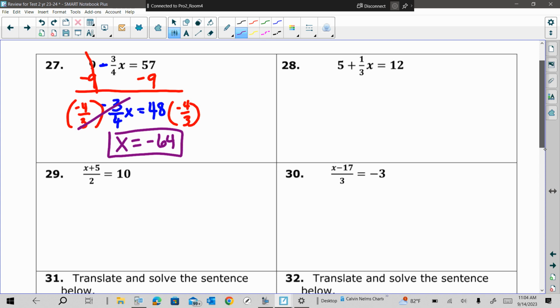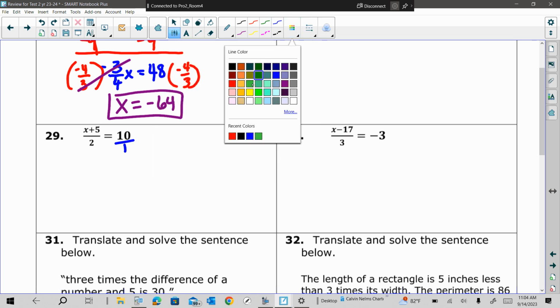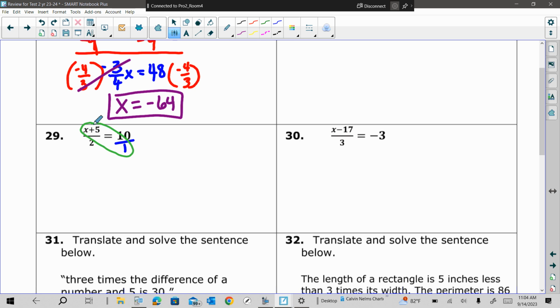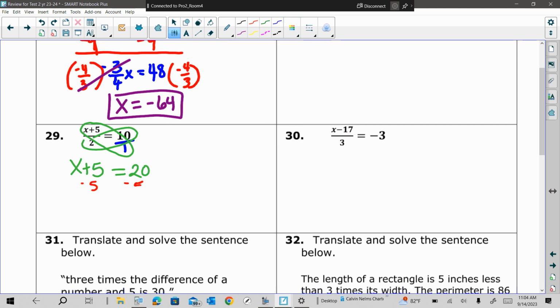Now, who remembers on this? 29. Butterfly. So we first got to make 10 as a fraction. So 10 over 1. Okay. Now we're going to butterfly. Anything times 1 stays the same. So x plus 5 equals 20. 2 times 10 is 20. So we need to show the result of the cross product. Minus 5. And then minus 5 on both sides. Yep, done. Yeah, we got to subtract. Okay.